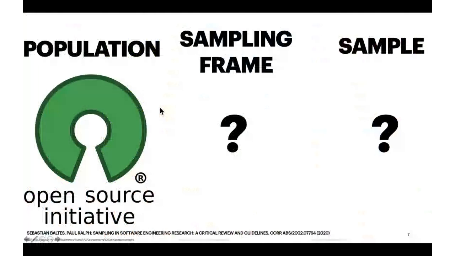Software engineering is difficult in this respect. So let's say we want to study open source projects. We already break at the level of the sampling frame because there is no sampling frame. We don't really have an absolute list of all open source projects in the world. And there is no way we are going to be able to.